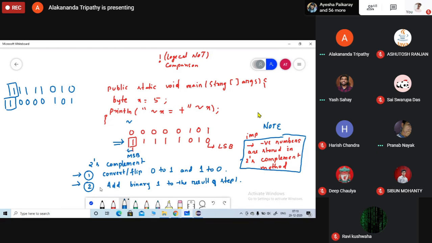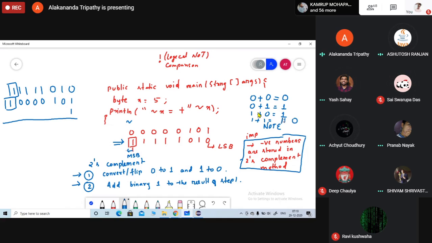Add binary 1 to the result. So now this is my binary 1. Write down the binary addition rules. When we add binary 0 with 0, the result will be 0. 0 with 1, the result will be 1. 1 plus 0, the result will be 1. 1 plus 1, the result will be 0, carry 1.